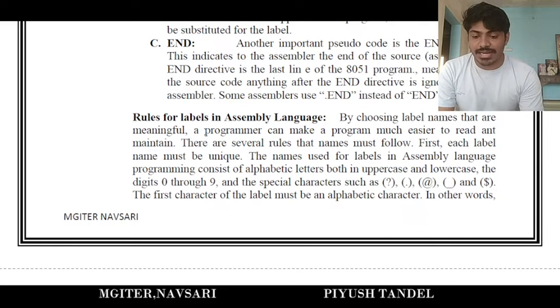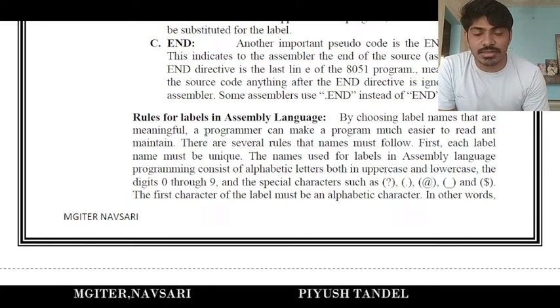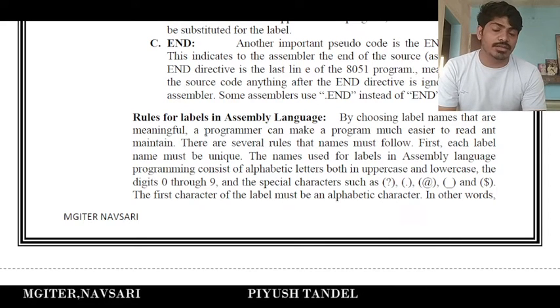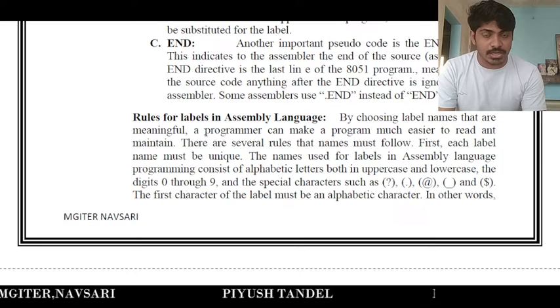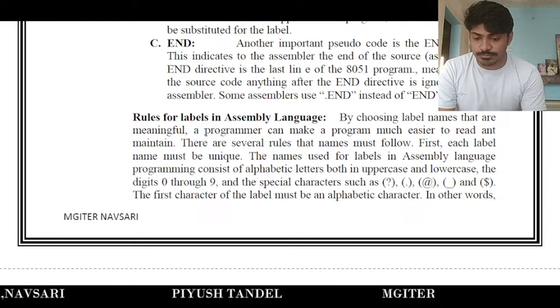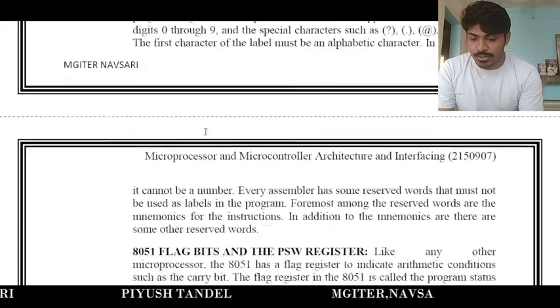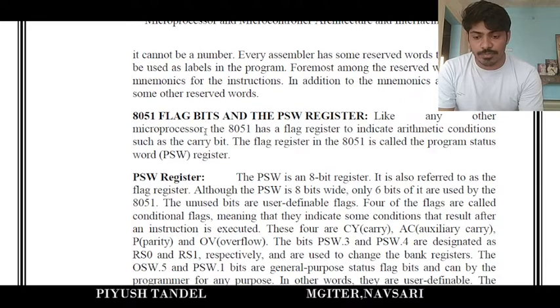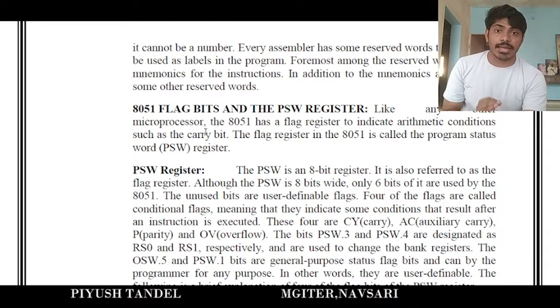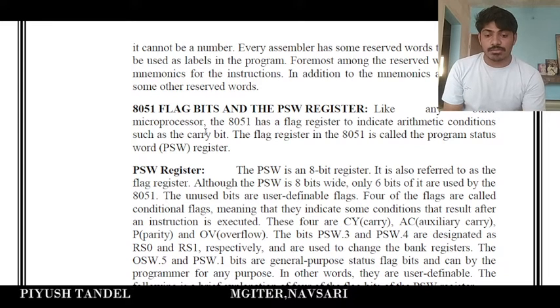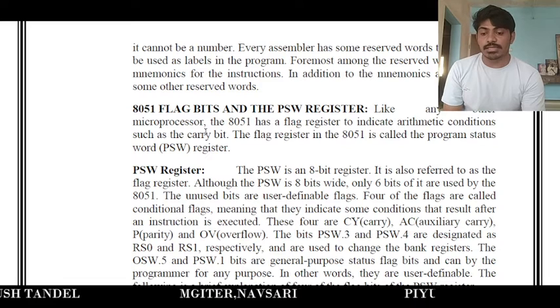Then, after the first character, another important thing is that the first character of the label must be alphabetic. It should not be any number. The first letter of the label must be alphabetical. In other words, it cannot be any number, it should be a character. Every assembler has some reserved words that must not be used as a label in a program.